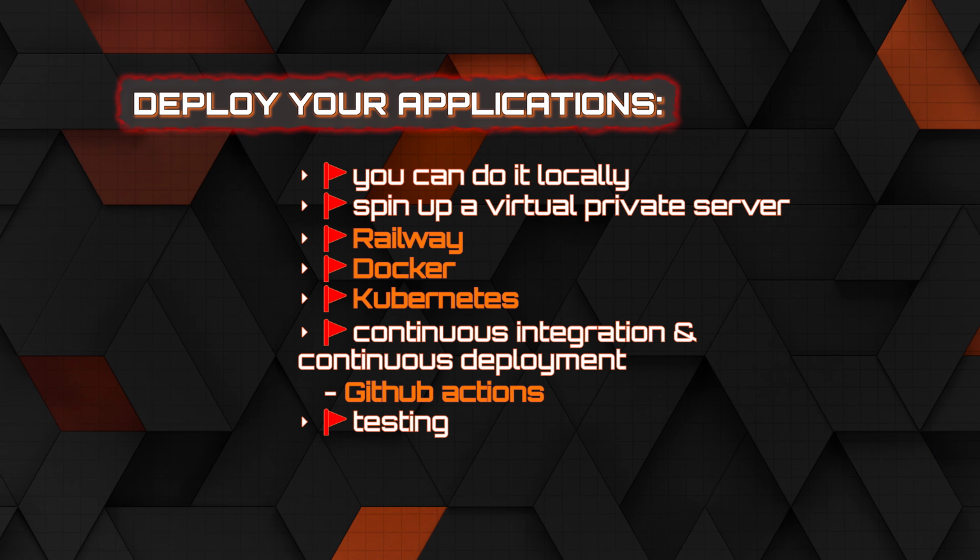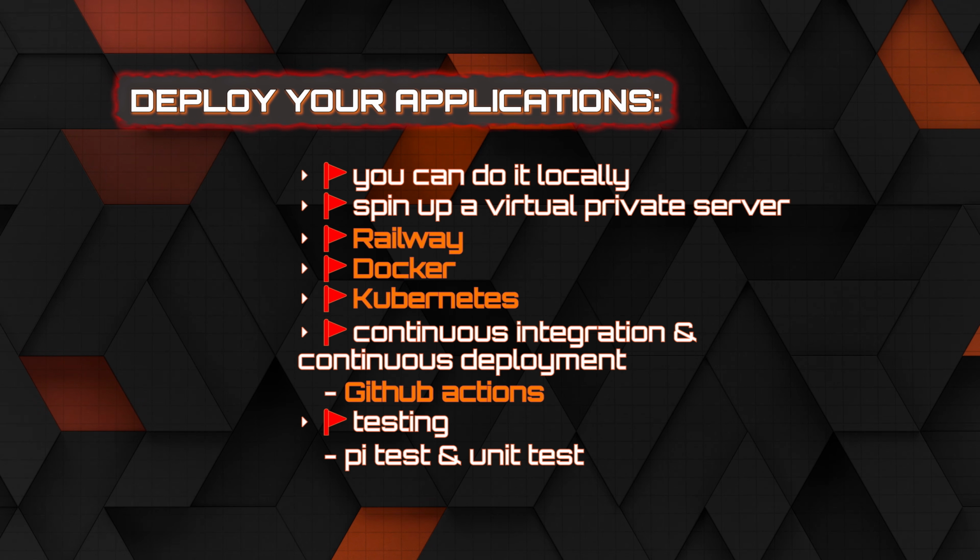If you know that and you have a Git repo or a GitHub repo and you push some code to it, you can have it set up to automatically deploy the code so that it's live and the world can use it. With that, we also talk about testing. It's important to look at things like PyTest and unittest so you can actually test your application, make sure the code is functioning, and then only if it is functioning, deploy it out into the world.